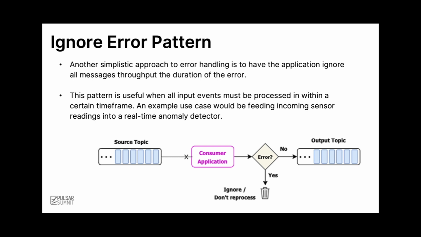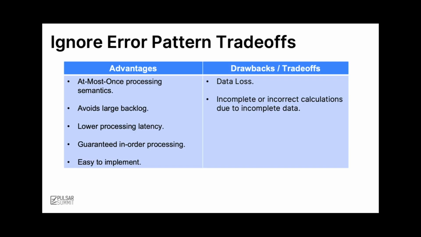So a use case might be feeding incoming sensor readings for real-time anomaly detection. You're more interested in having the most recent sensor reading and making a reaction based on that, rather than processing data that's 2, 3, 4 minutes old when there's a newer sensor reading that supersedes that one. So this is a good example for that. And this guarantees that you never get stuck processing. There's no delay on that. These are some of the trade-offs.